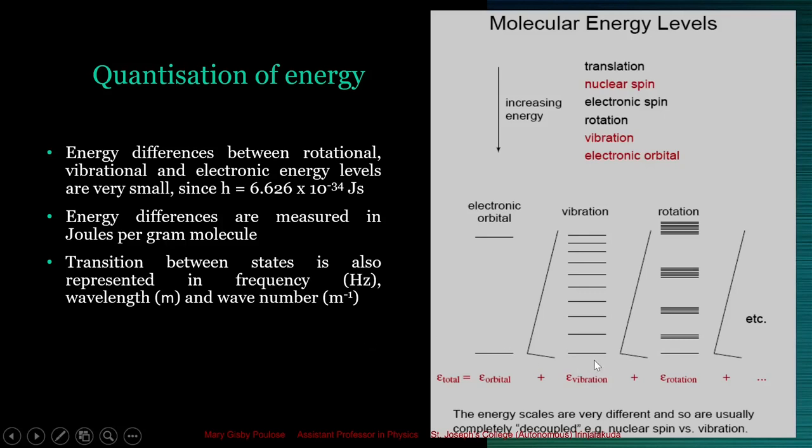Now, the transition between these energy levels, from the ground state to the first excited state, or from the second excited state to the ground state, can be represented in frequency, in wavelength, or in wave numbers. The unit for frequency is hertz, the unit for wavelength is meter, and the unit for wave number is meter inverse. Wave number is 1 by lambda, so its unit is meter inverse. Generally, the energy difference is represented in wave numbers.